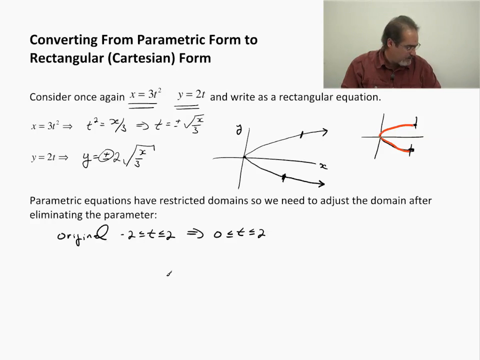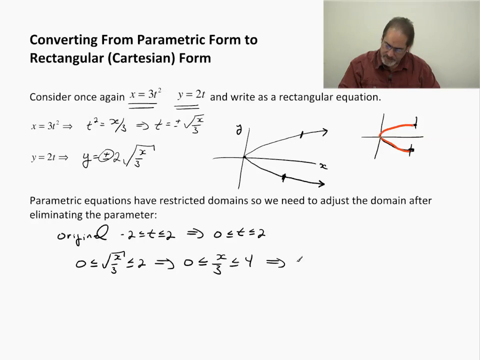So if I solve that, what I'm going to end up with is 0 is less than or equal to, we said t is the square root of x over 3, which is less than or equal to 2. That implies that 0 is less than or equal to x over 3, which is less than or equal to 4, which implies that 0 is less than or equal to x, which is less than or equal to 12. So if x goes from 0 to 12, then I will go ahead and get 0 to 12 like this. And then, of course, the negative of it would just come around back down here.